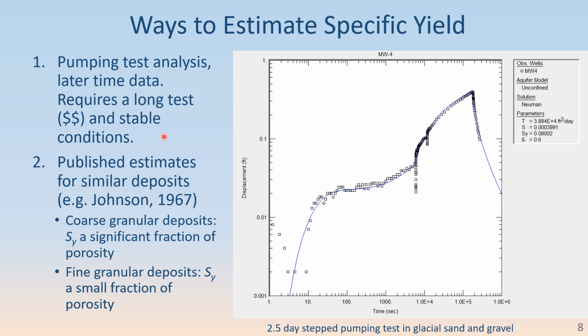And the other option, which is of course a lot cheaper, is to look to published estimates for similar materials. And this reference here, and I give the reference at the last slide in this talk, from the USGS, has a nice tabulation of lots of these kinds of estimates.